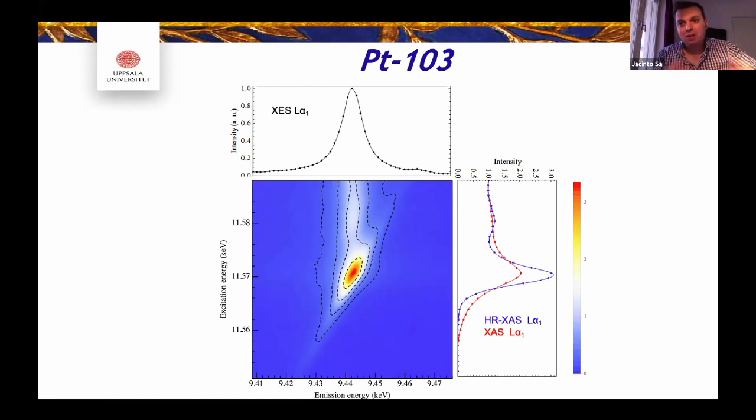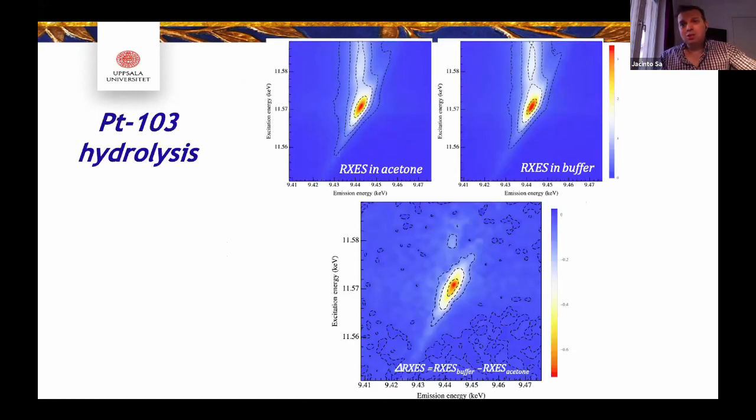changes that are primarily associated with absorption, then you should have a very sensitive tool to do that. And that's why we think high resolution X-ray absorption is a much better tool to look at this type of transitions. So this is how platinum 103 looks if you just measure it in acetone. And this is what it looks when you measure it in buffer. And in buffer, it will supposedly happen, this hydrolysis that people say that happens.